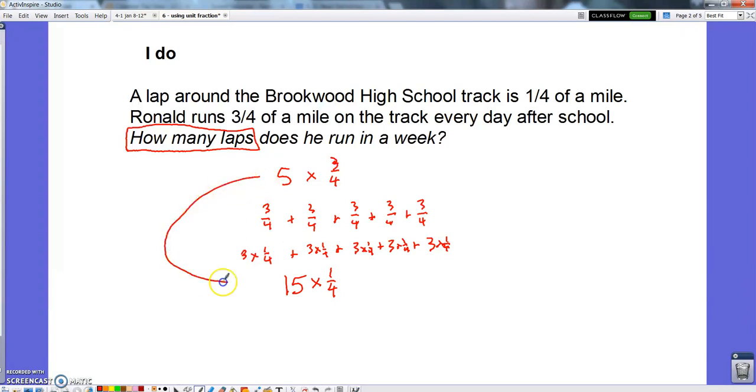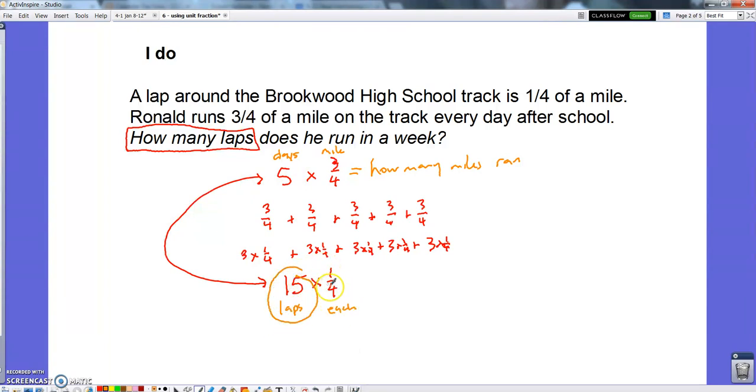This problem and this problem are exactly the same. They're just different ways to think about it. This tells you 5 days, 3/4 of a mile. This tells you 15 laps and 1/4 of a mile each. So these both give you the same answer, how far he ran. But if you think about it like this and solve it this way, it's going to tell you how many miles he ran. And if you think about it this way, you can see how many laps he ran.